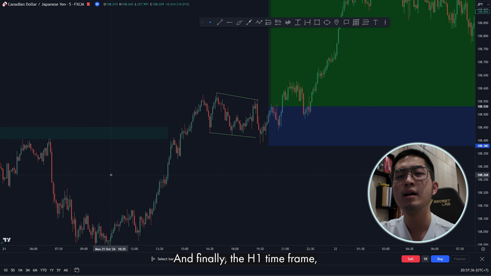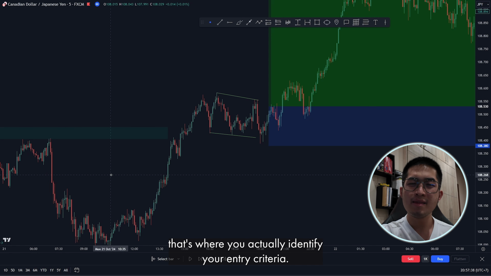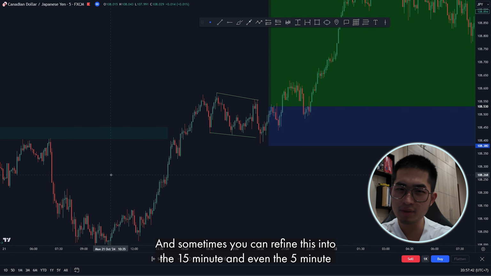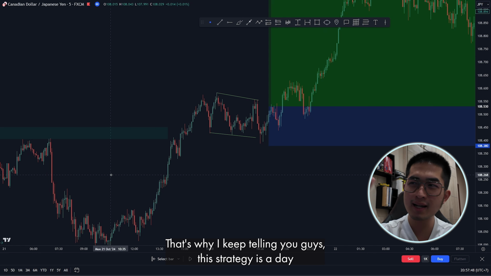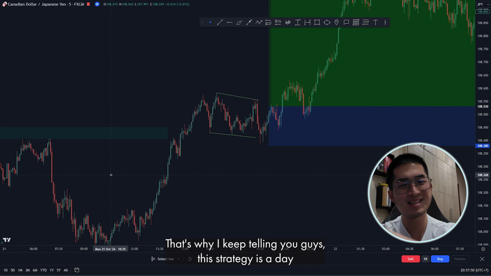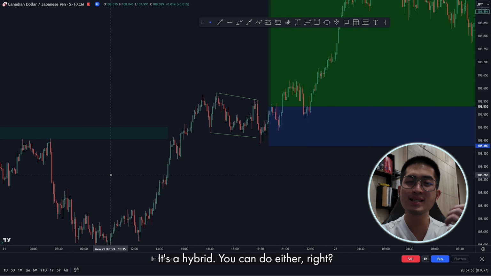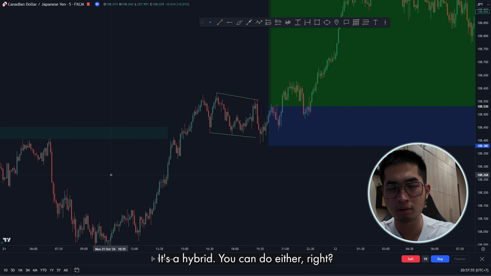And finally, the H1 time frame. That's where you actually identify your entry criteria. And sometimes you can refine this into the 15-minute and even the 5-minute, okay? That's why I keep telling you guys, this strategy is a day trading strategy as much as it is a swing trading strategy. It's a hybrid. You can do either, right?